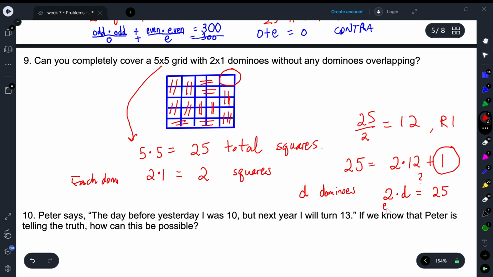Well, this is an even number times either an even or an odd number. We don't know how many dominoes we'll need, but the point is it doesn't matter because we're multiplying it by an even number. So even times anything is equal to even. Even times odd is even, and even times even is even. So therefore, it's not possible for us to cover 25 squares, which is an odd number, with 2 times the number of dominoes. And we are done.